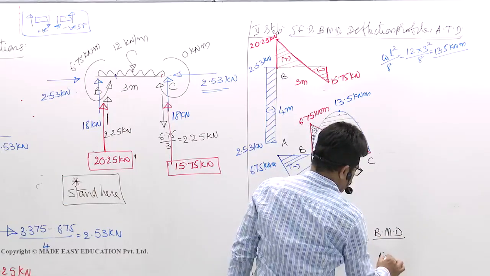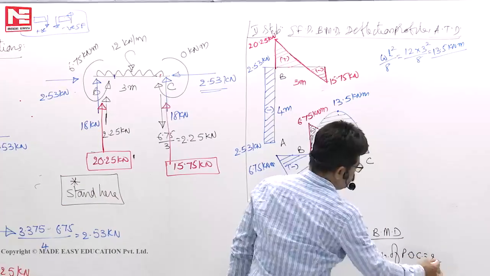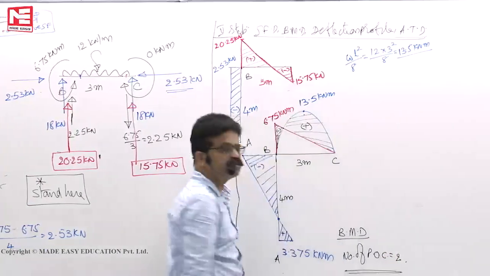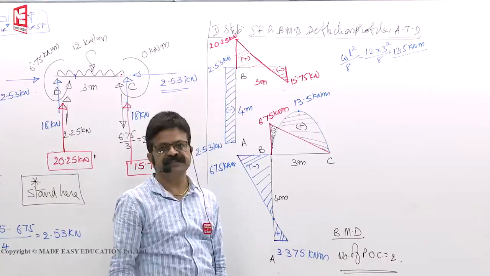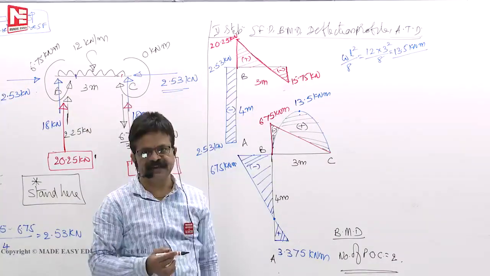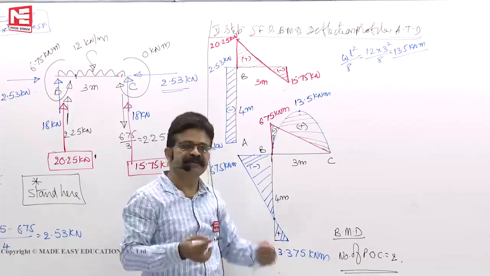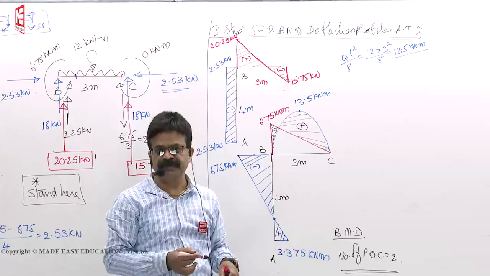In this bending moment diagram, the number of POC, points of contraflexure, is 2. This itself is a 2 marks question. They give you simply a frame like that. How many POC are there? Then we should not analyze completely and draw the bending moment diagram and waste time, then calculate the number of POC.